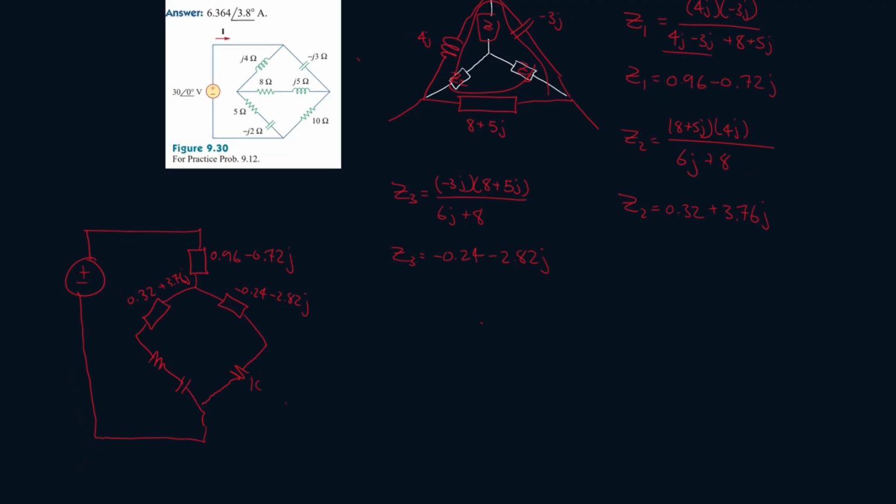So this is 10, this is 5, and this is minus 2j. I can combine these two, so it'll be 5 minus 2j. This 10 is okay, but I'm just going to put this as a square box because everything else is a square box here. Notice that these two are in series, so you can add them up, and these two are also in series. So I'm going to write a new circuit here to show that.